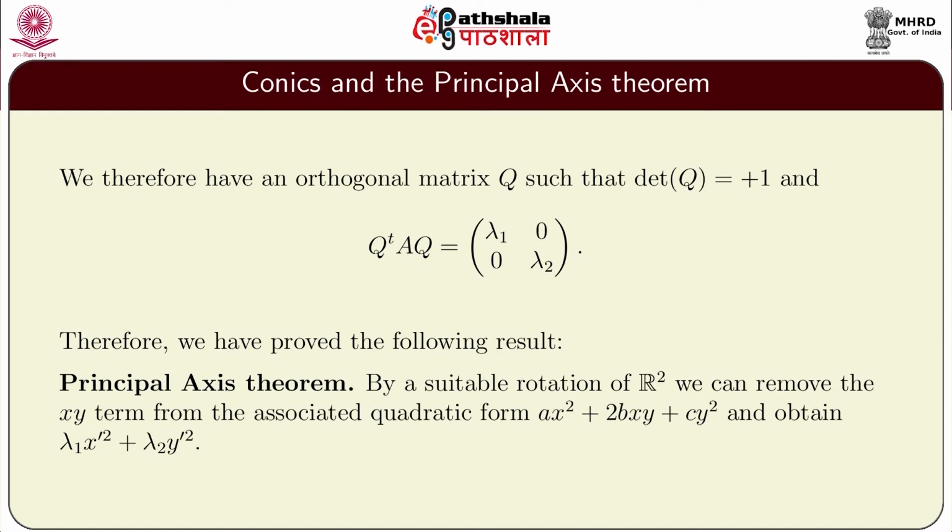Therefore, we have proved the so called principal axis theorem, which says that by a suitable rotation of R2, we can remove the xy term from the associated quadratic form ax square plus 2bxy plus cy square of a conic and obtain lambda 1 x dash square plus lambda 2 y dash square.